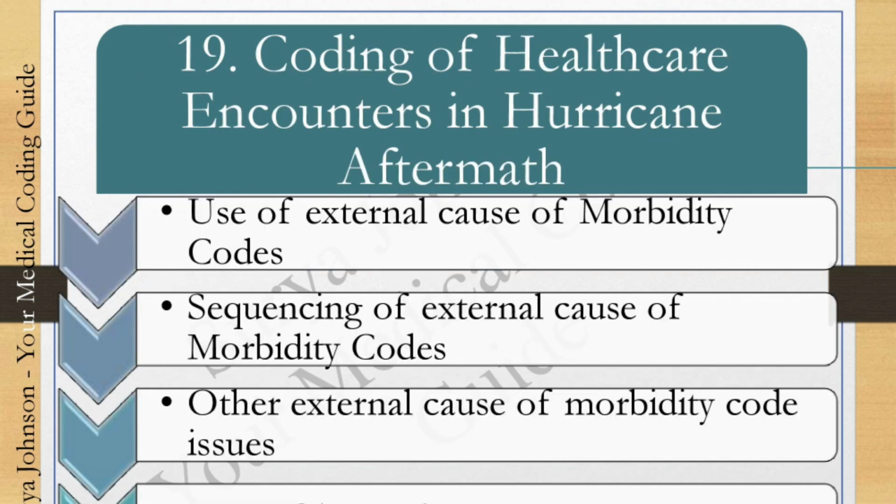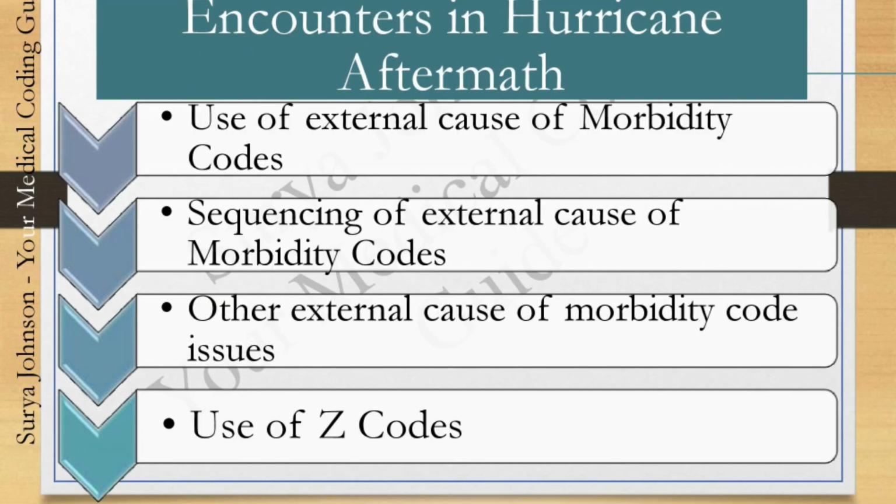The 19th one is the coding of healthcare encounters in hurricane aftermath. So the use of external cause of morbidity codes, then the sequencing of external cause of morbidity codes, then you will take care of the other external cause of morbidity code issues, and then you will see about the use of Z codes.